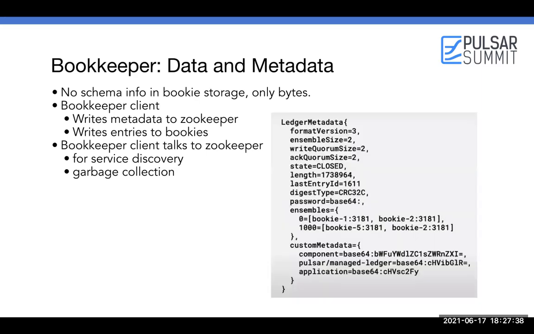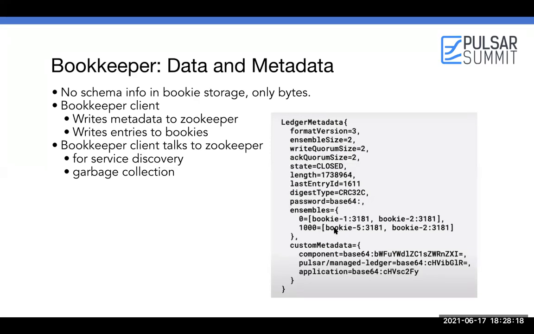If you look at the metadata for a specific ledger, it has a format version, and it has an ensemble size, which is how many bookies it is being written to. Write quorum is the replication factor. We talked about this, and ack quorum is how many acks are required. The state of this ledger that we're talking about is closed. It could be open, it could be in recovery or anything. Then there is the length of this ledger, the last entry which is part of this ledger, the checksum, the different ensembles at different points in time, and as part of the first ensemble, what's the range of entries of this ledger.